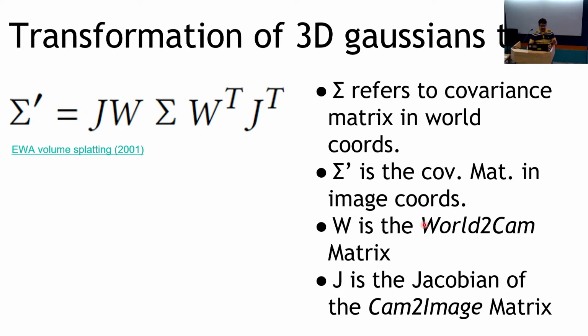So W is the world to cam matrix, which is the extrinsics, and J is the Jacobian of the camera to image, which basically means how you take it from this camera viewpoint to the image plane. So these are the intrinsics. This paper, which came out in 2001, came up with this equation and a simple assumption for how you can convert a 3D world covariance into a 2D covariance. The authors of 3D GS utilize this particular thing.